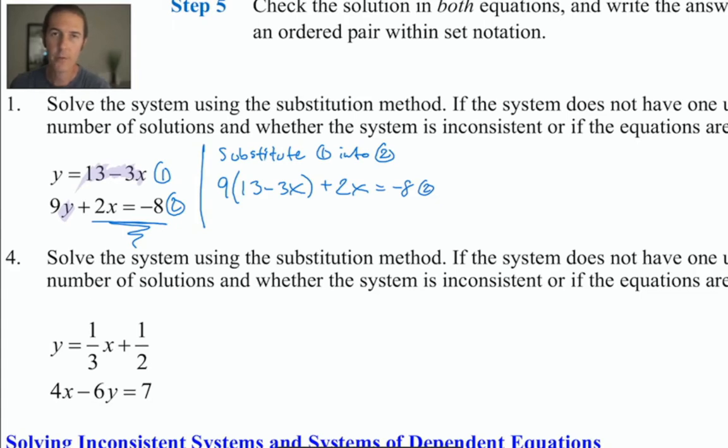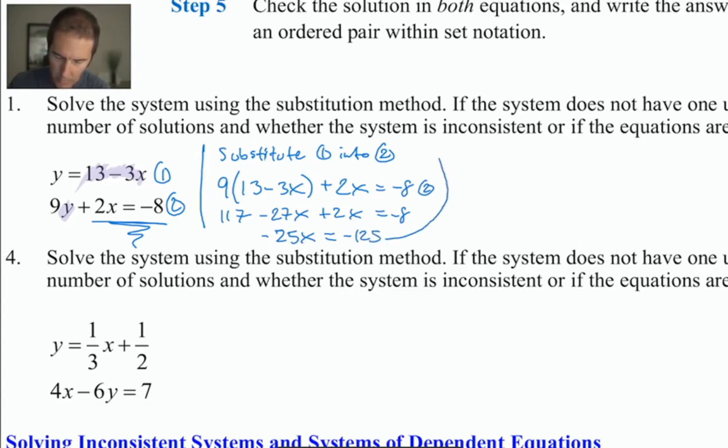So let's go through the process of solving this equation for x. I'll distribute multiplication by 9. 9 times 13 is 117, minus 27x plus 2x still equals negative 8. And then I will combine like terms on the left-hand side, which gives me negative 25x. And I'm going to subtract 117 from both sides, which gives me negative 125 on the right-hand side. And then I'm going to divide both sides by negative 25, which gives me an x value of positive 5.